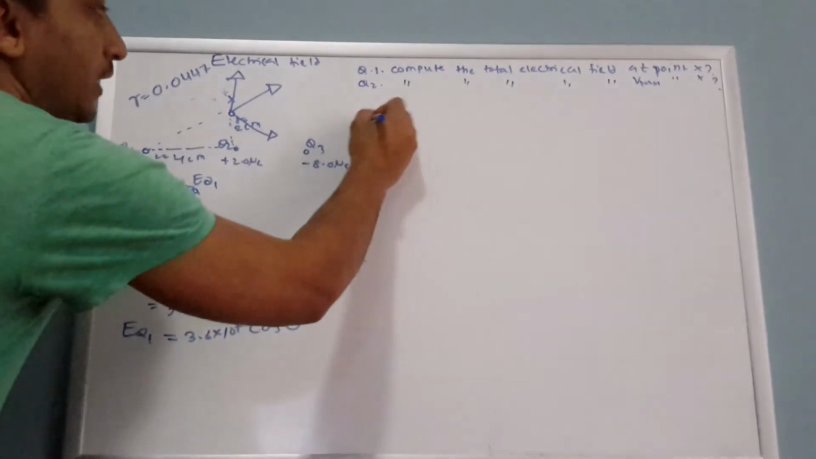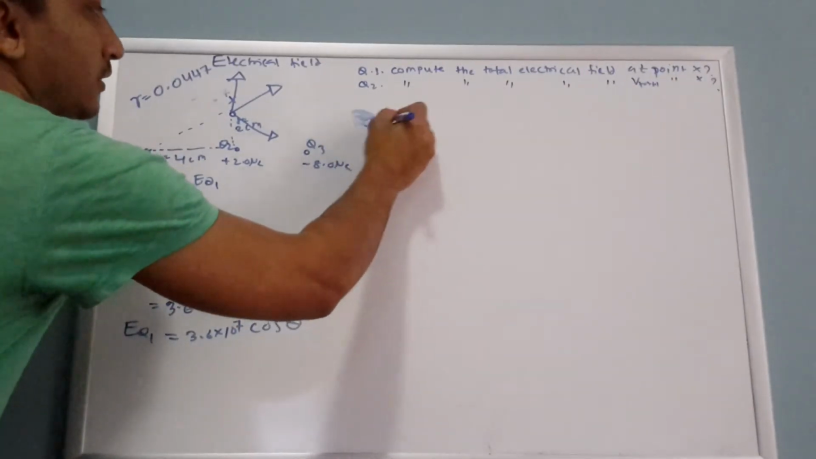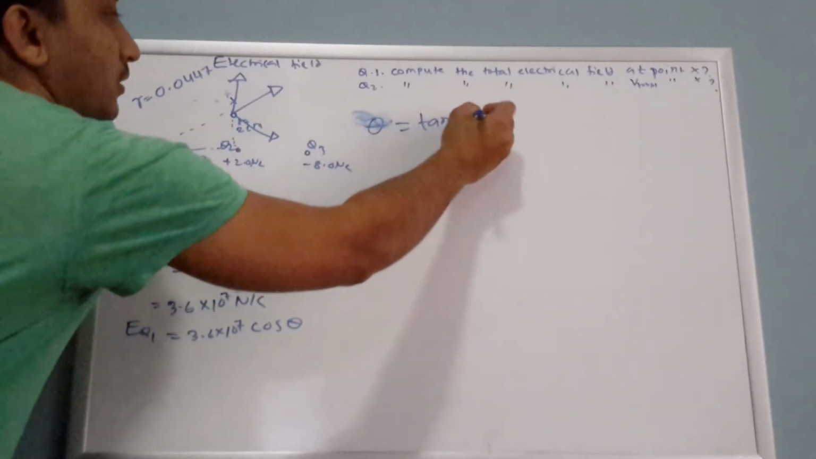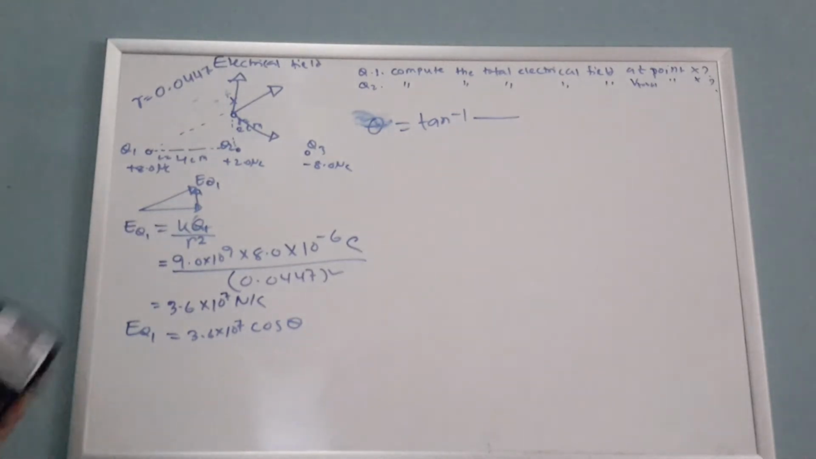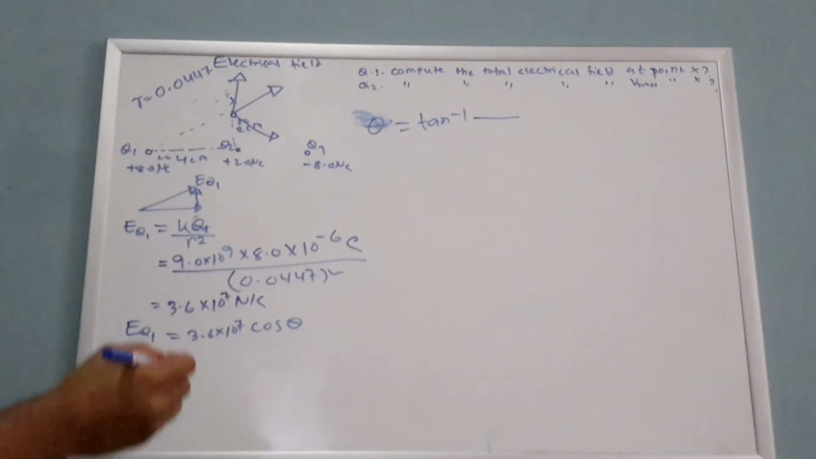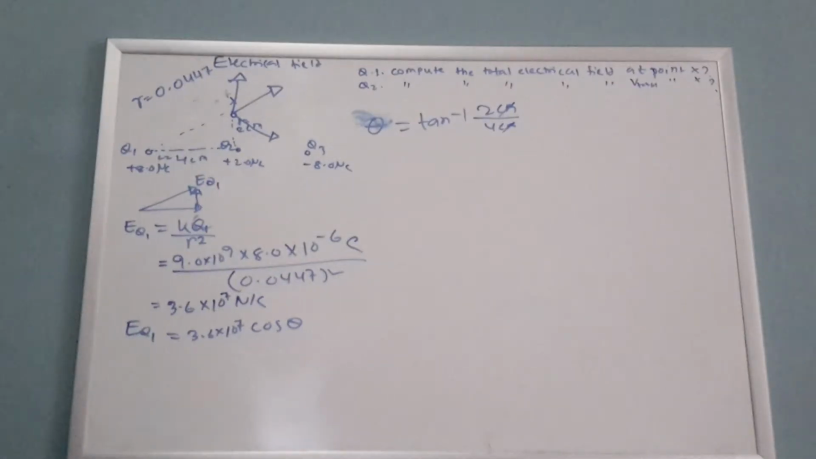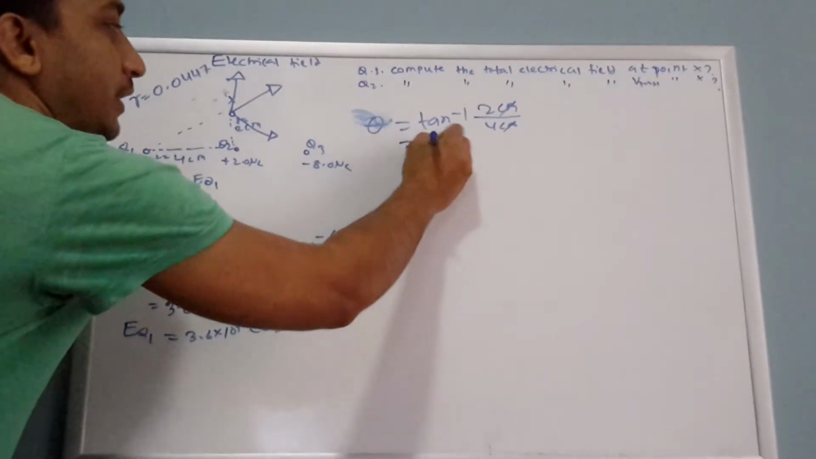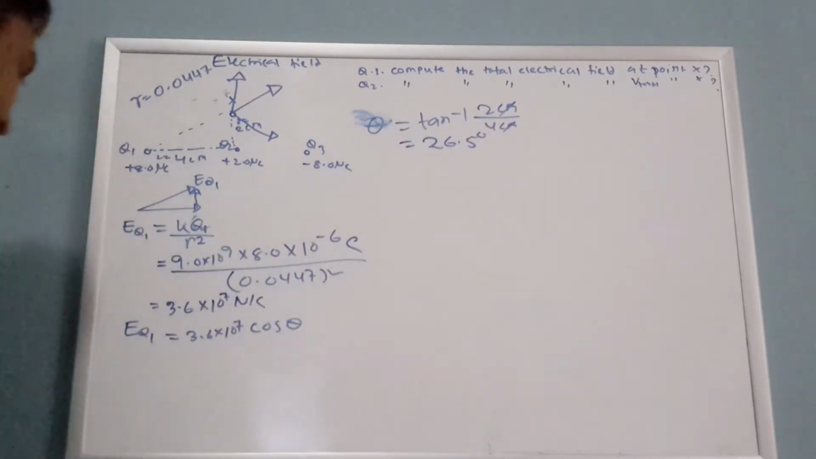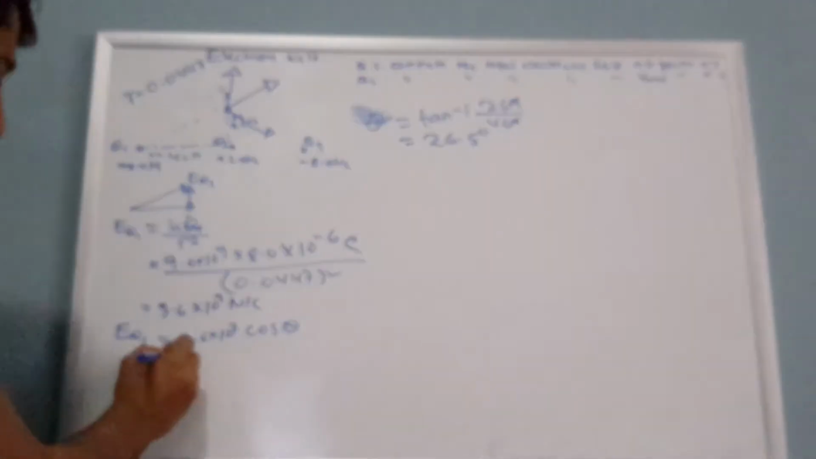So if you use the formula, theta is equal to tan inverse, opposite over adjacent. What is our opposite? It's going to be 2 centimeter divided by 4 centimeter. The centimeters cancel out. 2 divided by 4 is going to be half, and if you apply the calculator, it comes to 26.5 degree. So this is our angle, 26.5 degree.